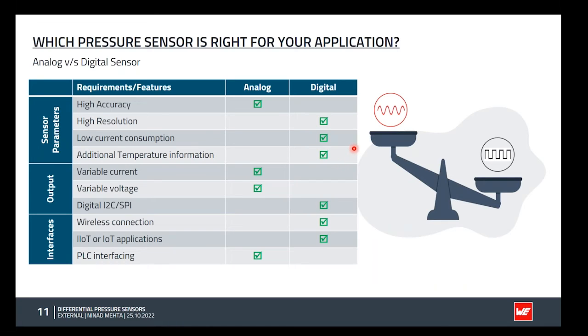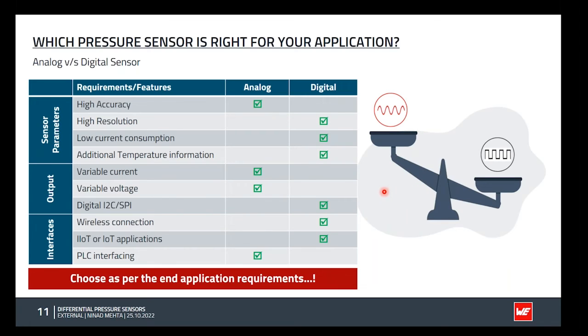But on the other hand, if some application requires a variable current output or variable voltage output, then purely analog sensors need to be used. And for applications which require wireless connectivity or cloud connectivity, where your sensors directly send the data to a wireless module, it's better to have a digital output, so that you have a kind of plug and play system where it's very easy to connect the sensor to the wireless module and have access to the data remotely.